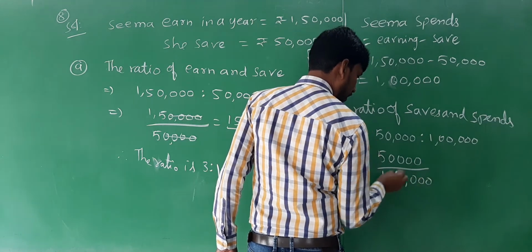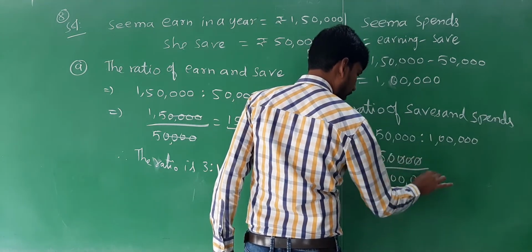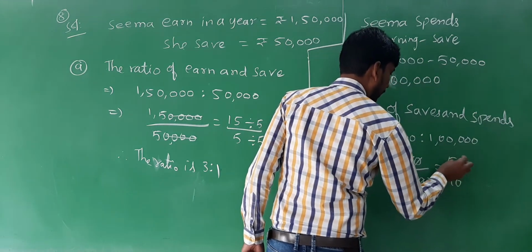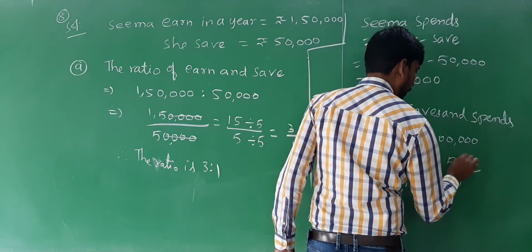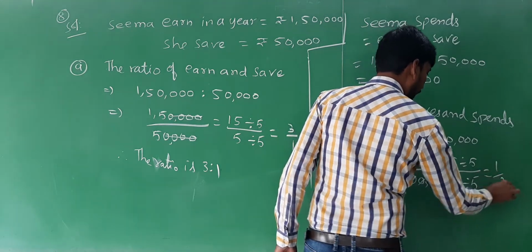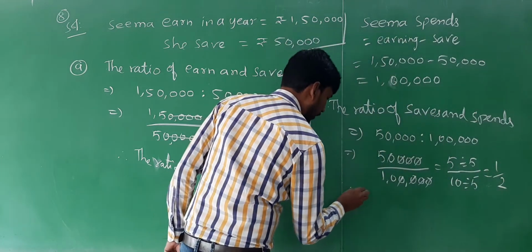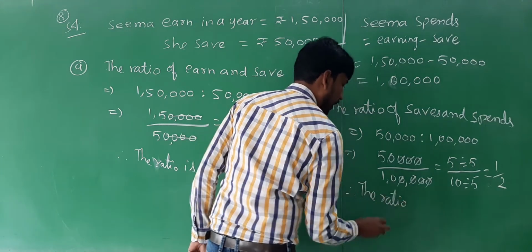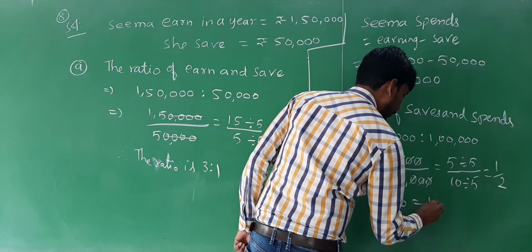Right, here 4 zeros will be cancelled. Here also 4 zeros will be cancelled. We will get 5 by 10. Okay, so 5 and 10 both are multiples of 5. Divide with 5, we get 1 by 2. So therefore the ratio of savings to expenditure is 1:2.